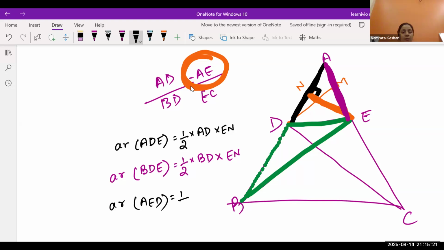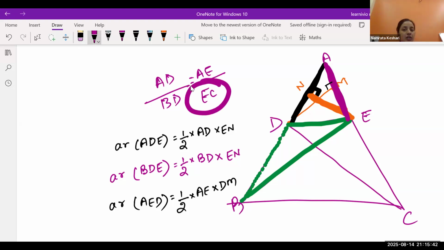1/2 base is AE, and on this base, can you see a height DM? Can you see a perpendicular DM? Yes, ma'am. Okay, now the last denominator, focus, EC. अब हमें एक ऐसा ट्रायंगल चाहिए जहां पे EC has to be one of the sides. We want to take EC as a base. While finding the area, we want to take EC as a base.